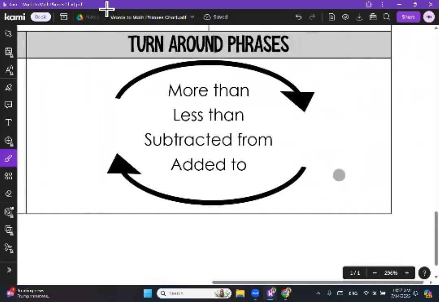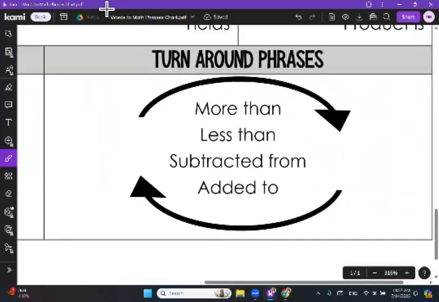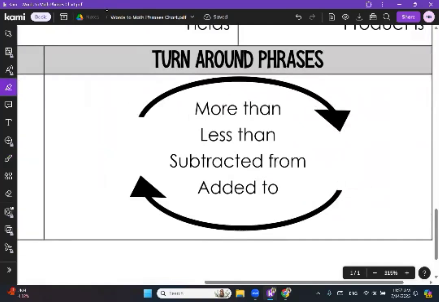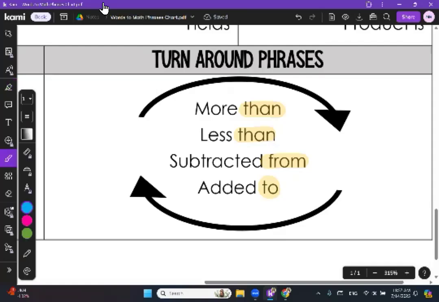The most confusing part about today's lesson is going to be your turnaround phrases. What does it mean to turn around? Flip it, right? The easiest way to recognize a turnaround phrase is by a few words. The words "than" and "from" are the most used on the STAR test, but "to" is also one of those. Than, from, and to.